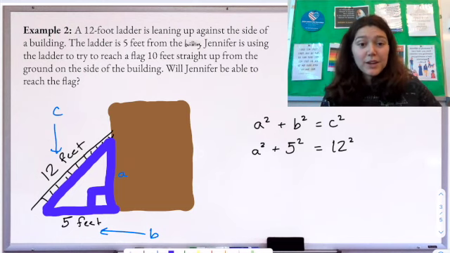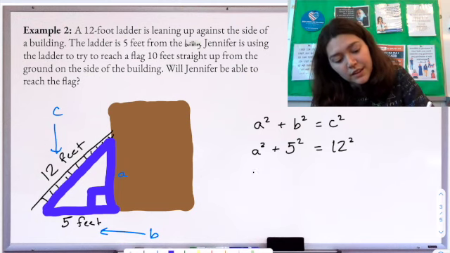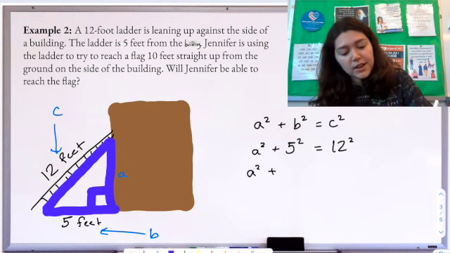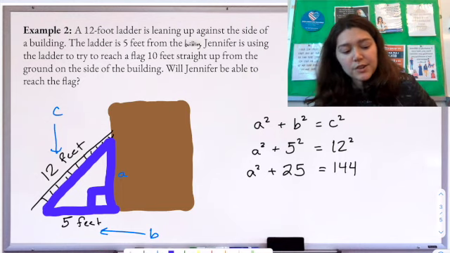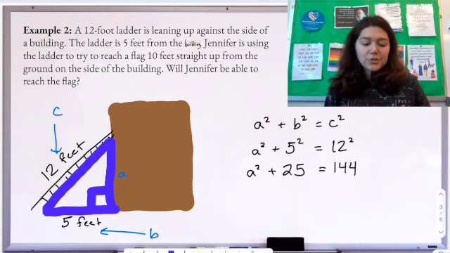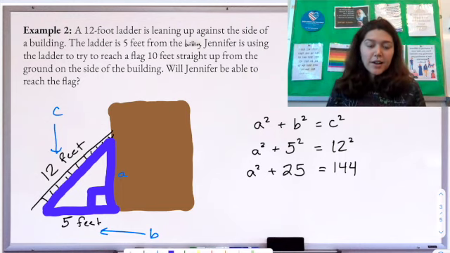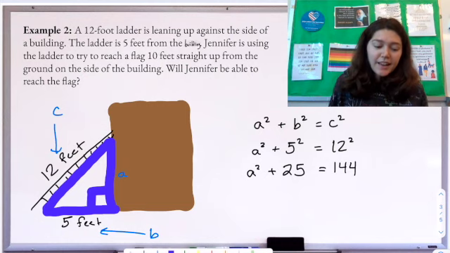Okay, now let me go ahead and solve this. So I have A squared plus 5 squared. 5 times 5, or 5 squared, is 25. And then that equals 12 squared, which is 144. Now I'm trying to find A. A needs to be all by itself. Right now there's two things bothering A. A is being squared, we don't like that. And then 25 is being added to A squared.